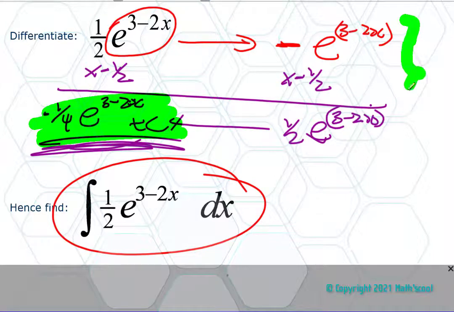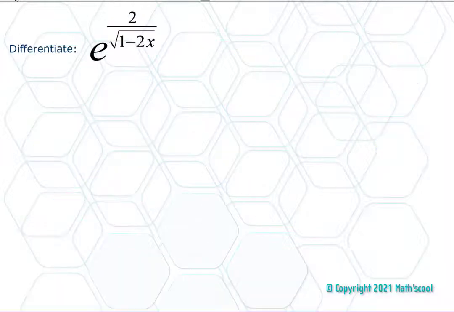These are 3 lines of working. That's how I want you to do it when you do the homework. I don't want you to abbreviate it yet because you're still learning.